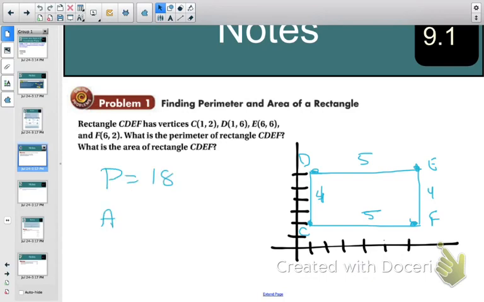In this case, we don't really have units, so I'm just going to say 18. For area, it's a rectangle, so we do length times width, or base times height. So 5 times 4 gives us 20. So the perimeter is 18, the area is 20.